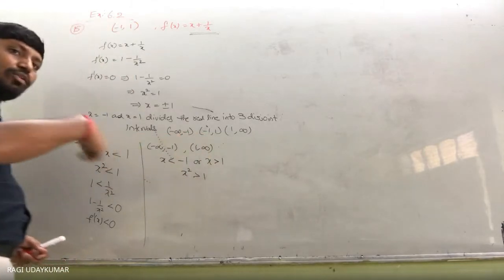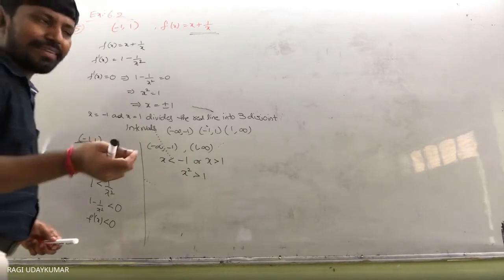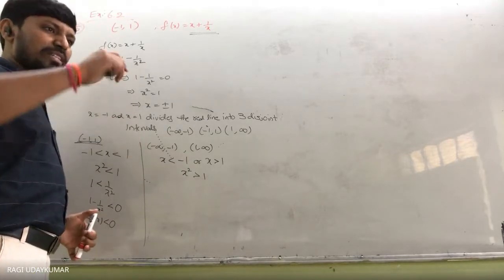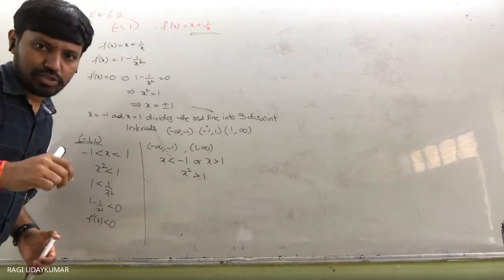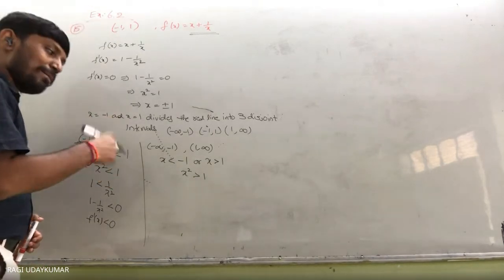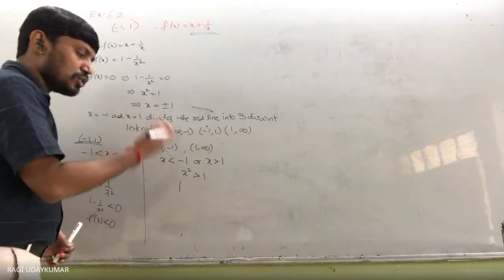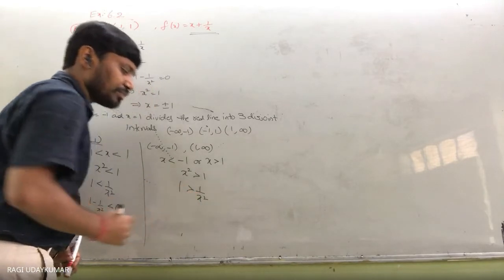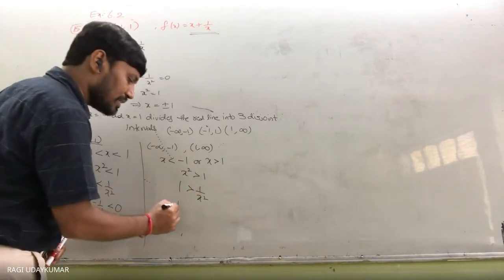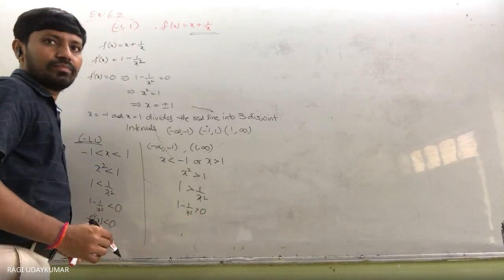Even if you take x value greater than 1, say 1.1, 1.1 whole square means 1 point something only, 1.21 we are going to get. So like that, compulsorily you will get x square value more than 1. So x square is greater than 1, then 1 is greater than 1 by x square. From this you can say 1 minus 1 by x square is greater than 0.